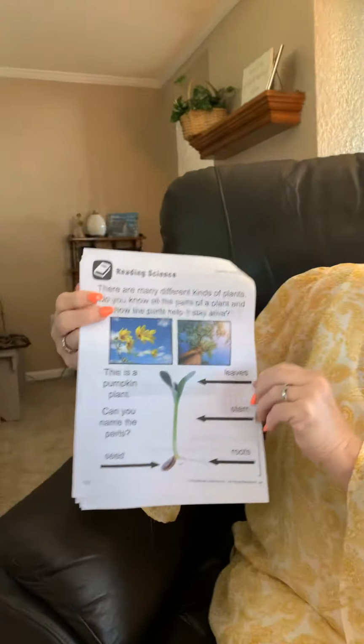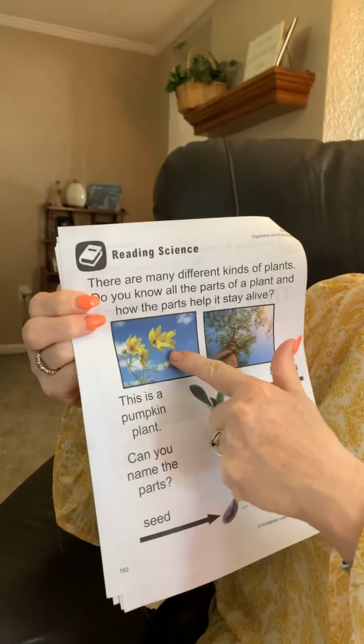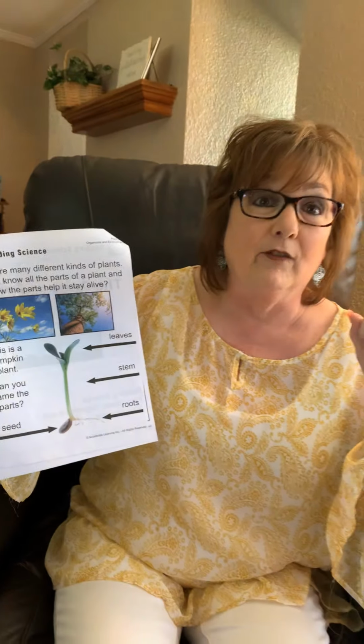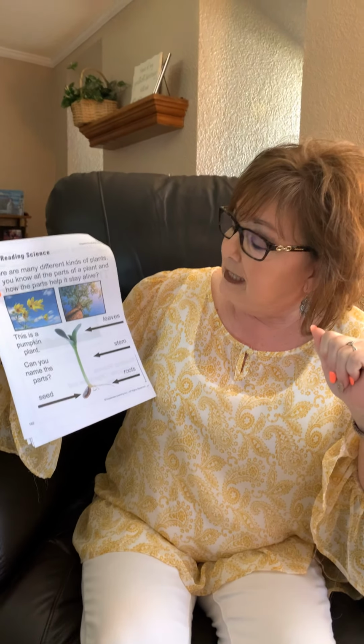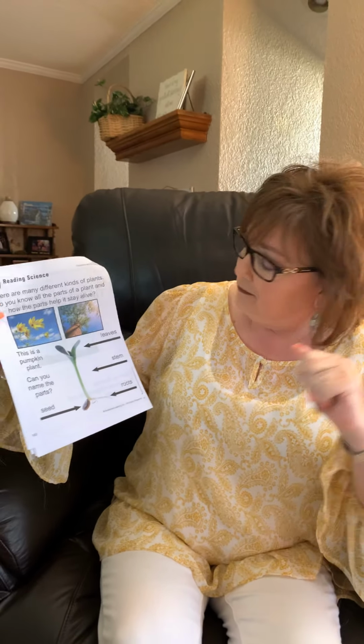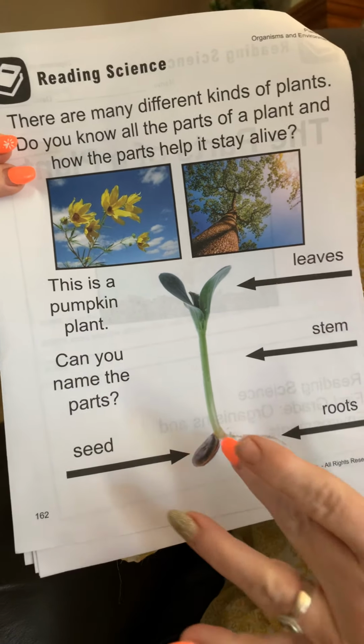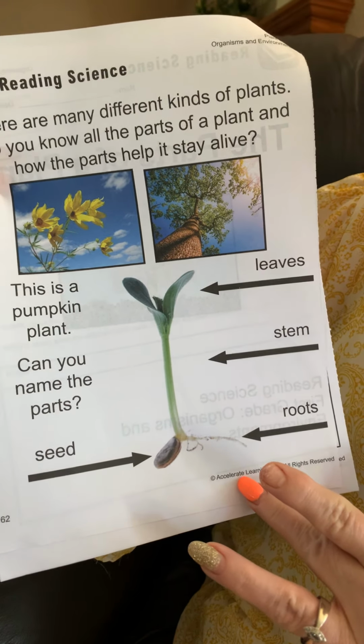There are many different kinds of plants. Do you know all the parts of a plant and how the parts help it to stay alive? I'm going to show you one part at a time. Looking right here, this is a pumpkin plant. Now pumpkins take a lot of water. Can you name the parts? This part is where we start out at. There's the seed. You see the roots growing out right here out of the seed.